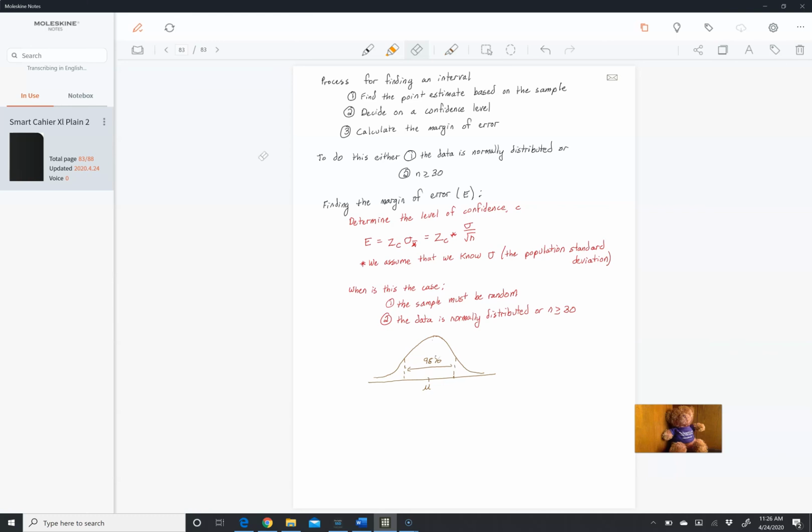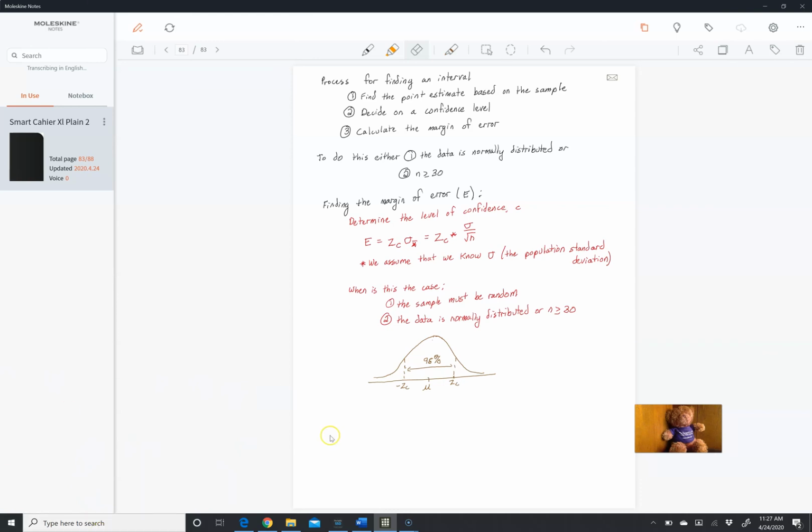So this is a percent sign. I don't know why it's not coming out. I'm going to try it again. Okay, that's better. We're 95% confident that it falls within this interval. So this is negative Z sub C to Z sub C.